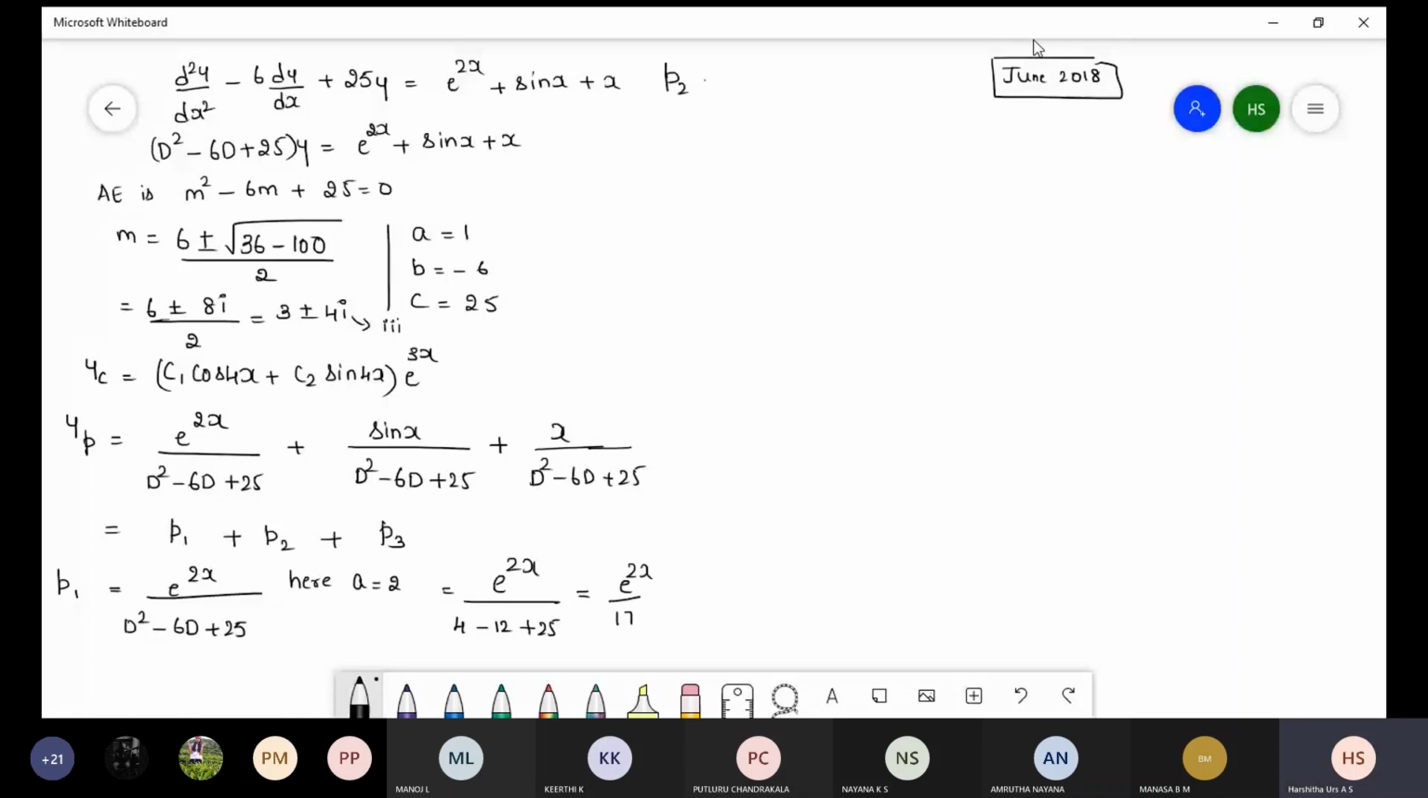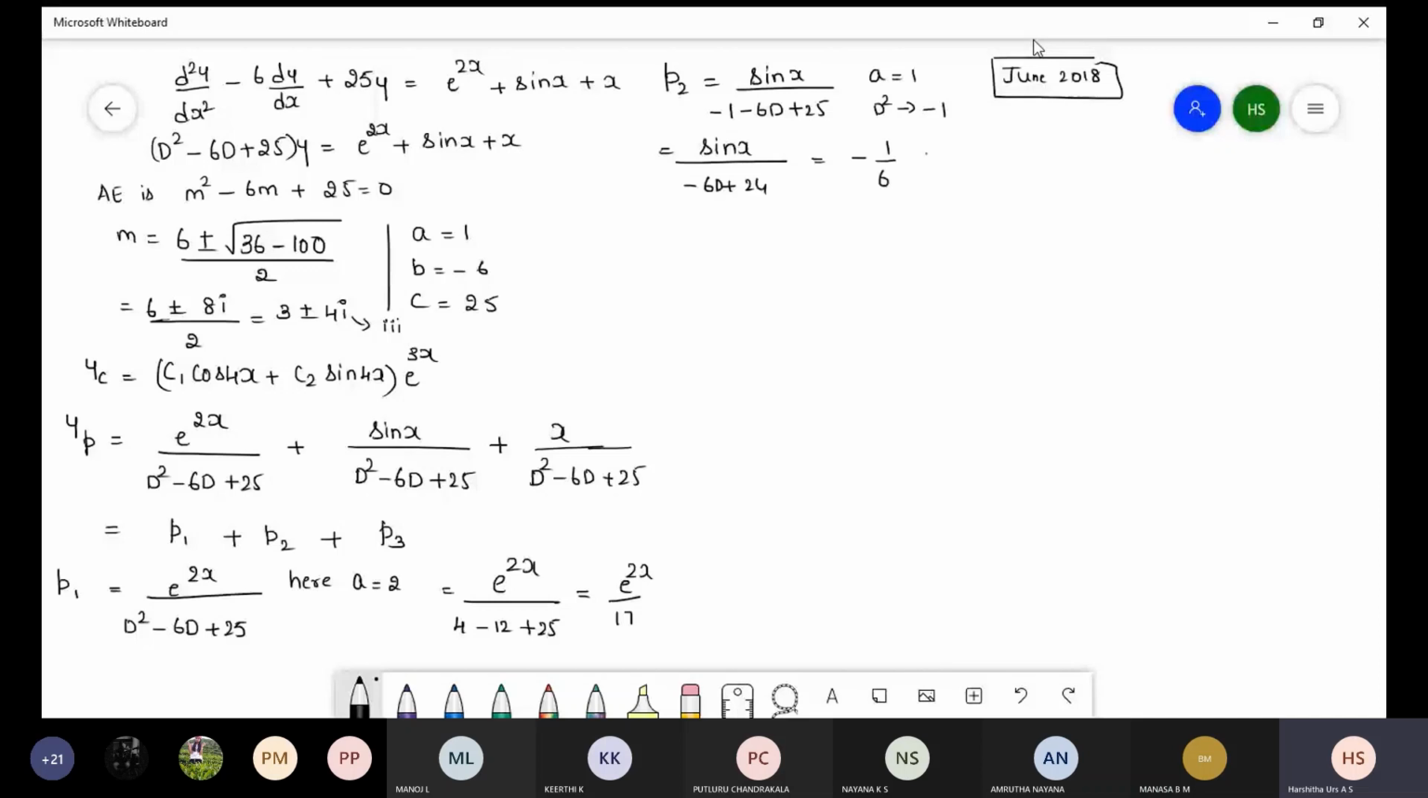Next P2. Sin x divided by, here a is equal to 1, d square will be replaced by minus 1. So minus 1 minus 6d plus 25. So sin x divided by minus 6d plus 24. So I will take minus 1 by 6 as a common. So remaining sin x divided by d minus 4.